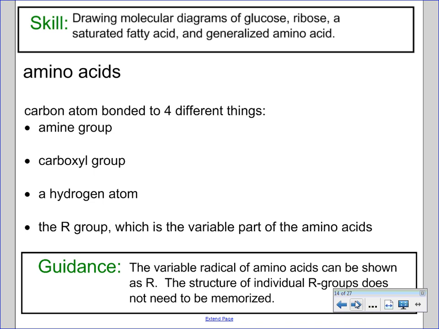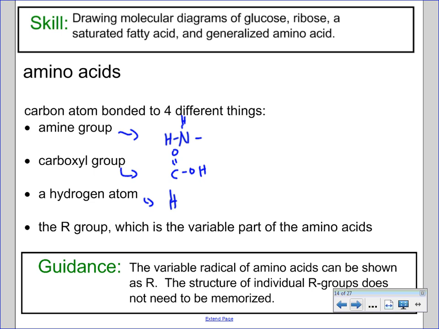In the last of the diagrams, you'd be expected to be able to draw a general amino acid structure. So an amino acid is basically a carbon atom that's bonded to 4 different things. And it's very specific what those 4 things are. So you have an amine group, which is just nitrogen, covalently bonded to 2 hydrogen atoms, and then that nitrogen atom is bonded to that central carbon atom. You have a carboxyl group, which is the same carboxyl group that we saw in the saturated fatty acid, and then you have the hydrogen atom that's also bonded to that.